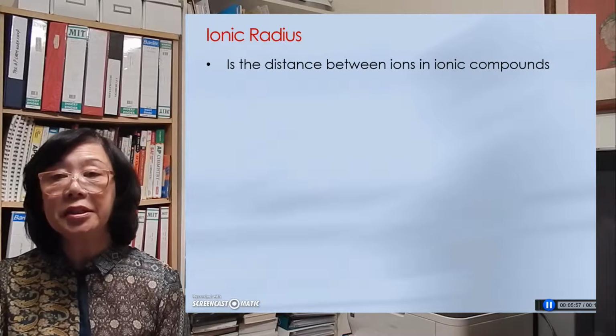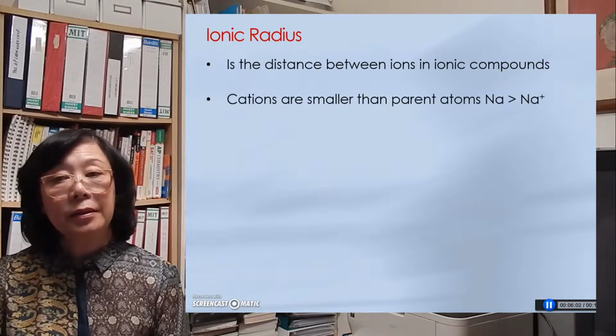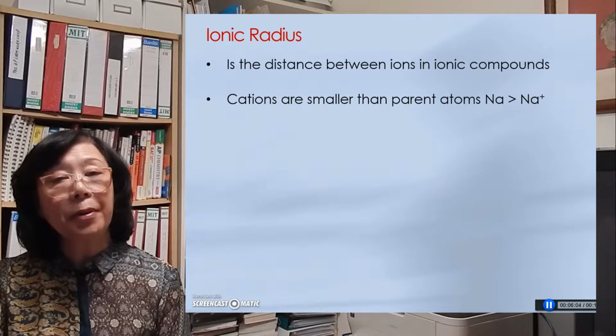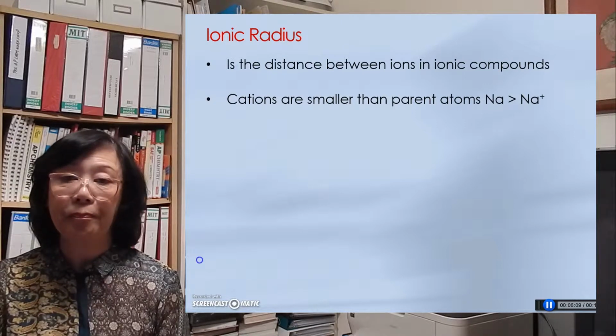Ionic radius is the distance between ions in ionic compounds. The cations are smaller than the parent atoms. For example, sodium is bigger than sodium ion.